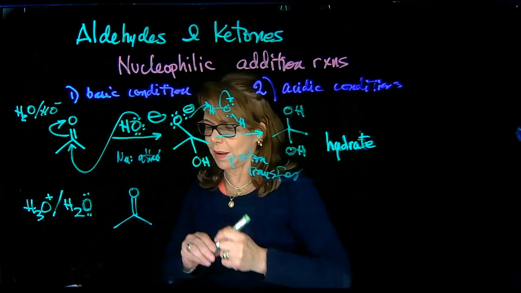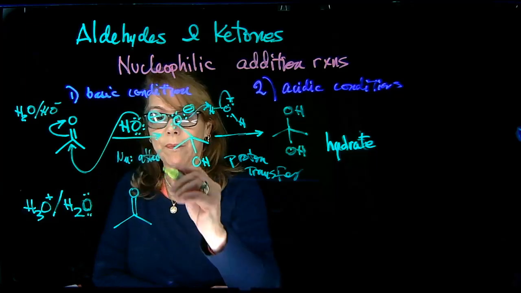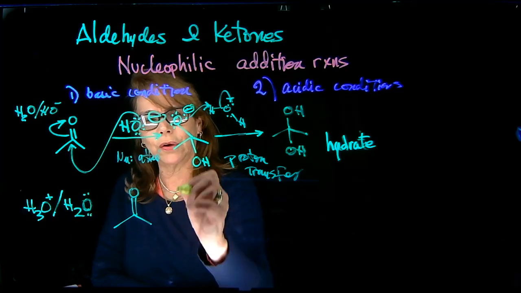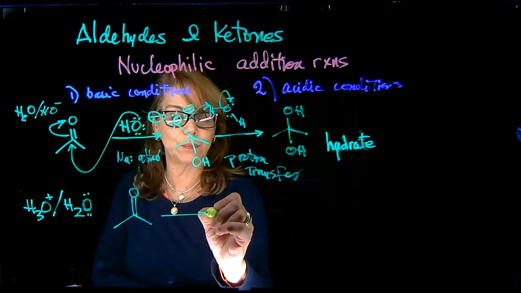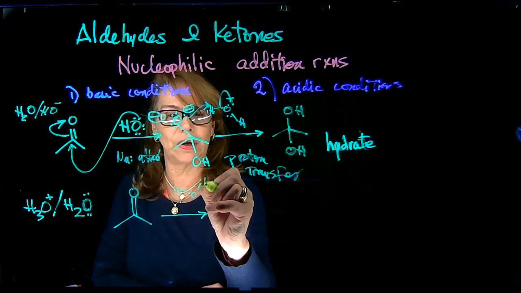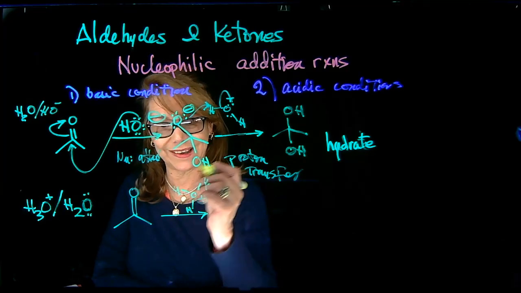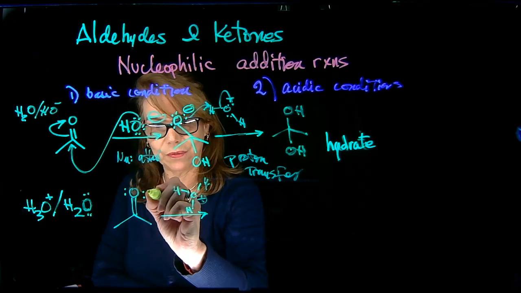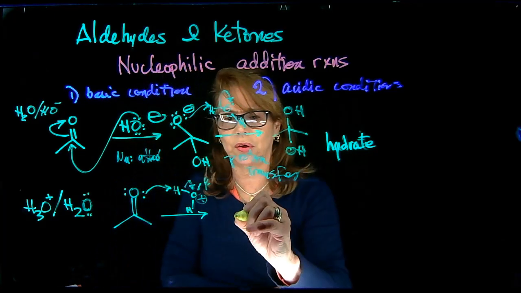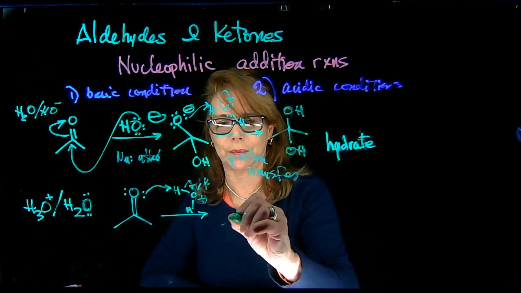And what happens under acidic conditions? Under acidic conditions, we don't have OH. We don't have a strong nucleophile such as here. So the first step is actually a proton transfer. This time we have hydronium as your acid. Again, we are working under acidic conditions. So always in that case, the first step will be a proton transfer, and you're going to be protonating the oxygen of the carbonyl compound.